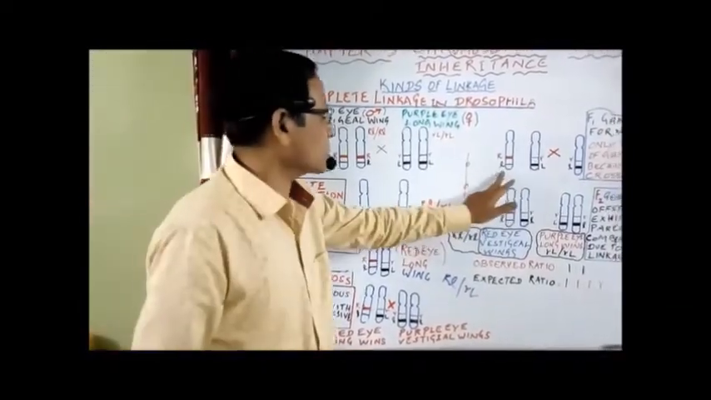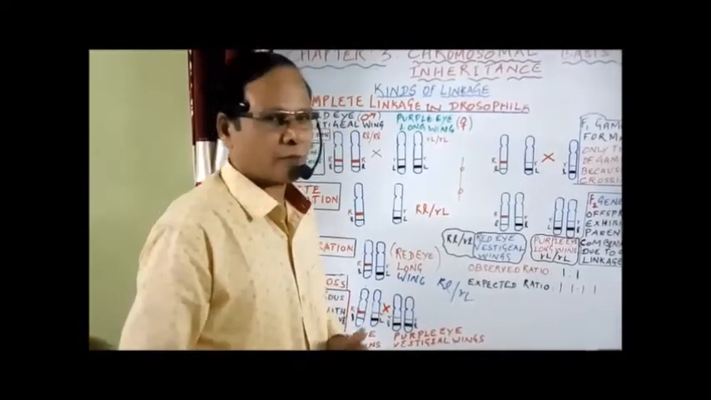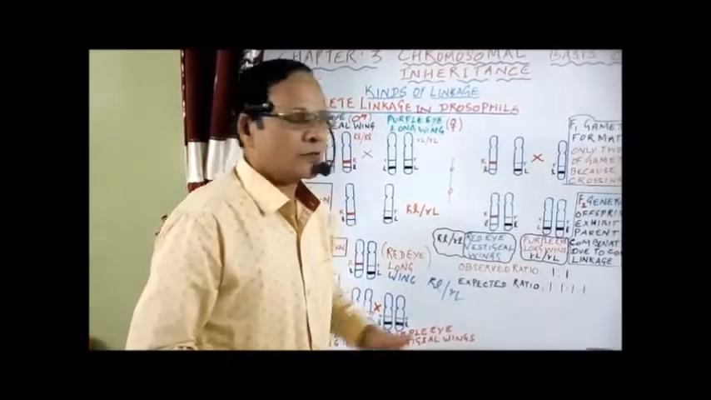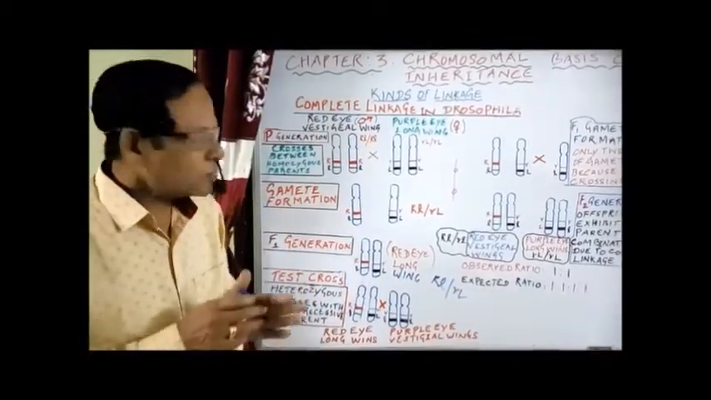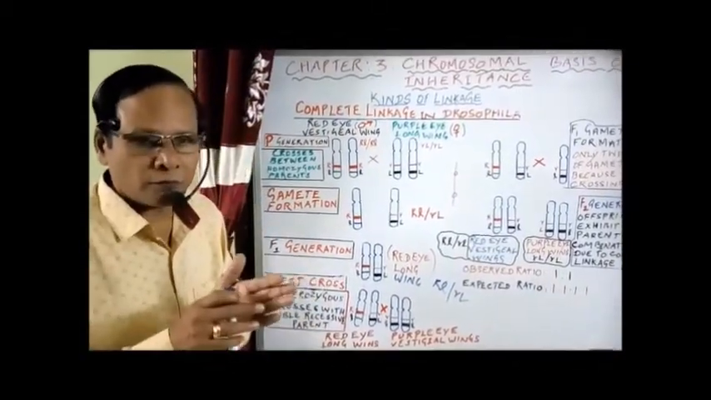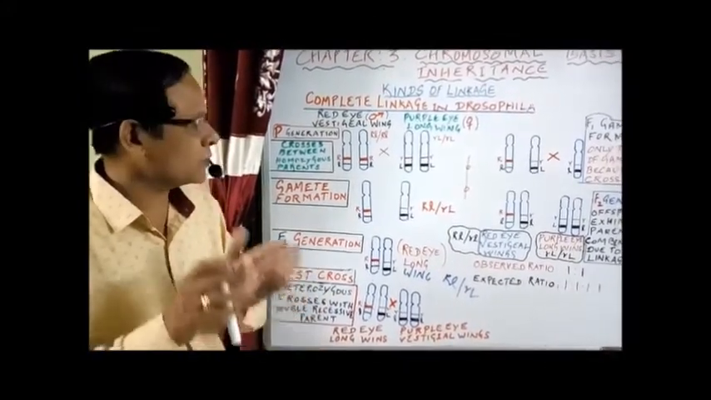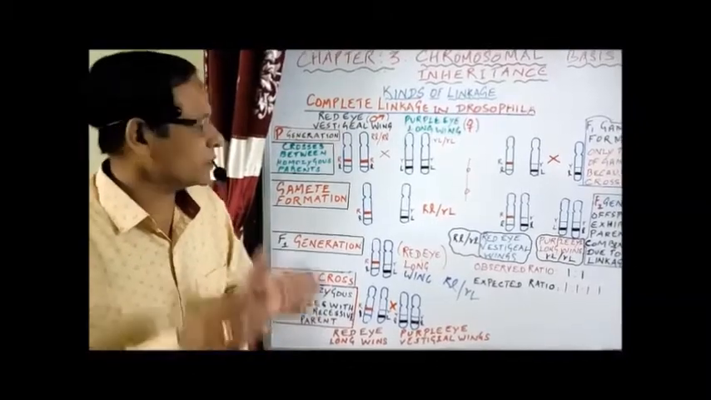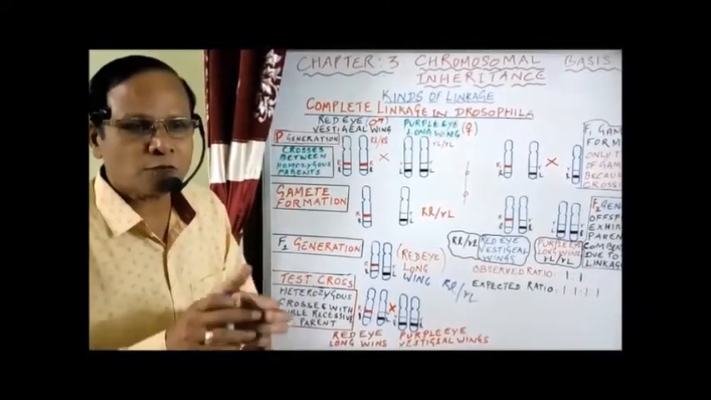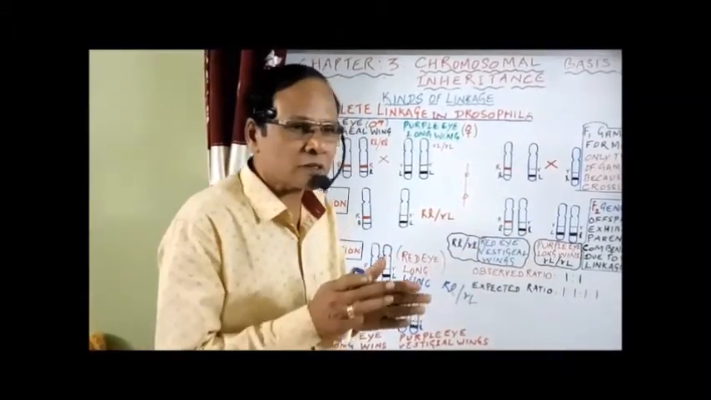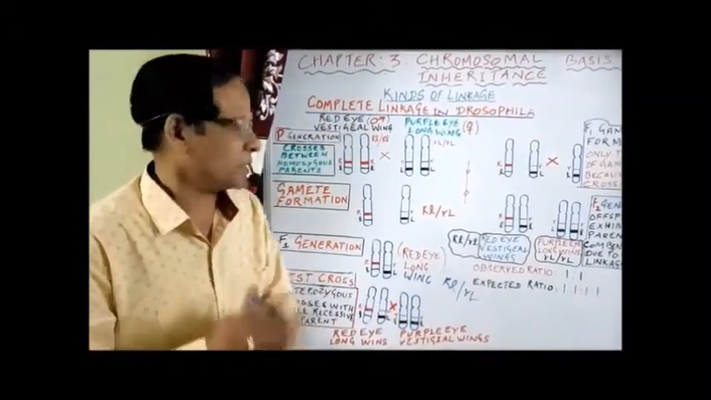You see, this is one type of gamete, this is another type of gamete. One gamete with a capital R and small l, another gamete with a small r and capital L. If crossing over had occurred, then there would be a possibility of getting four types of gametes. But here there is no chance of crossing over because the genes are close together.